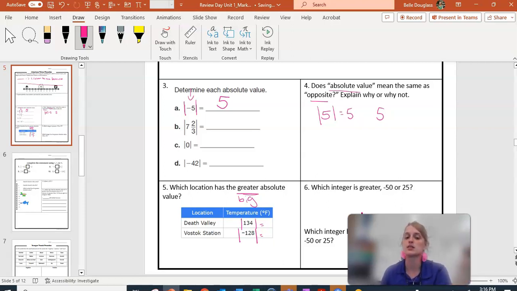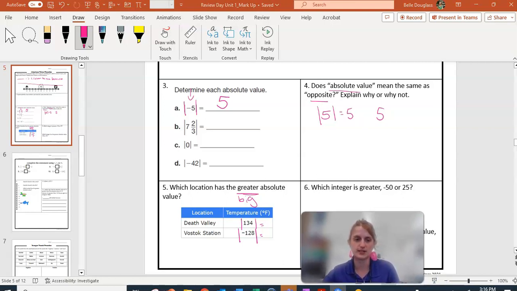Now, I know that positive 134 is bigger than negative 128. That's not what this question is asking. This question is asking which of those two numbers is farther away from 0 on whatever side of the number line they're on. All right, let me move my face.